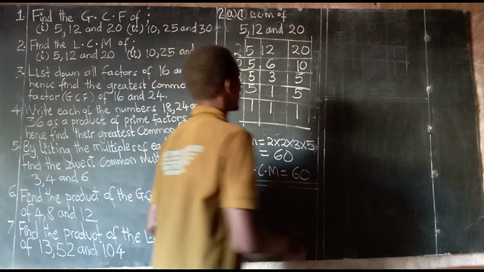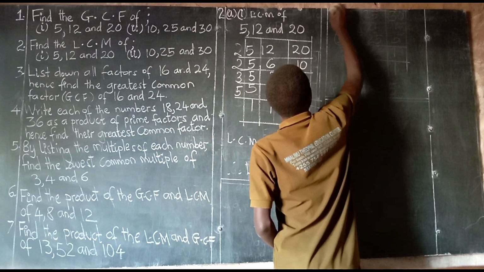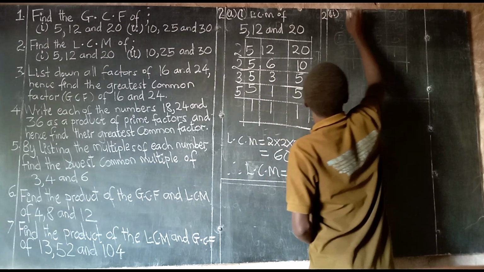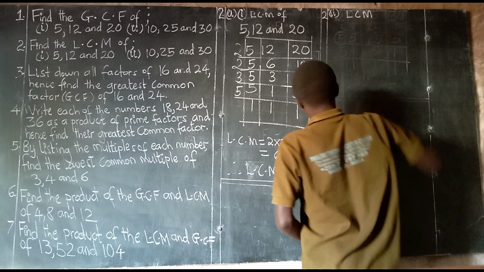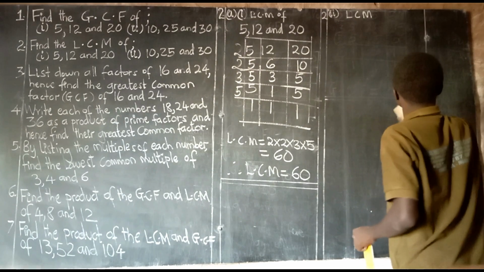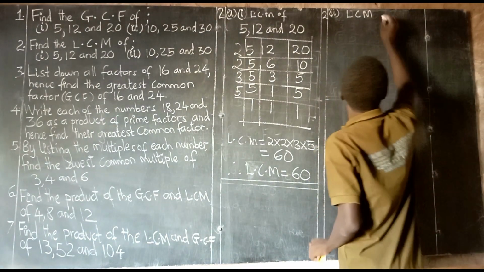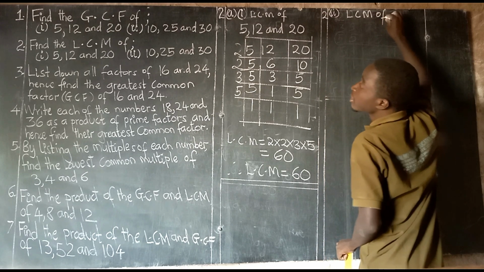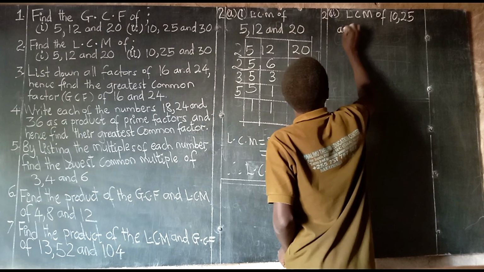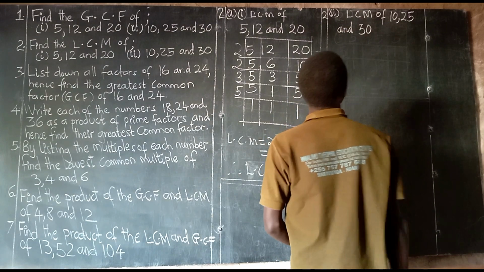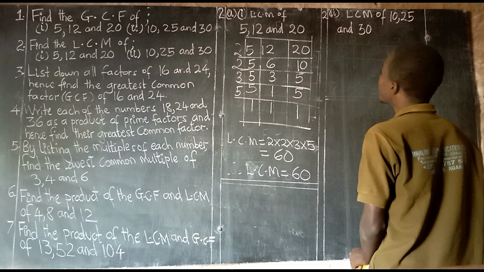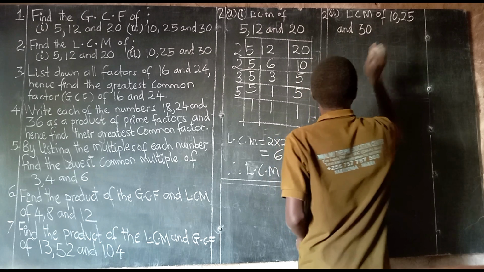Again, let us see the solution for Roman 2, question 2. We are asked to calculate the LCM of 10, 25, and 30.